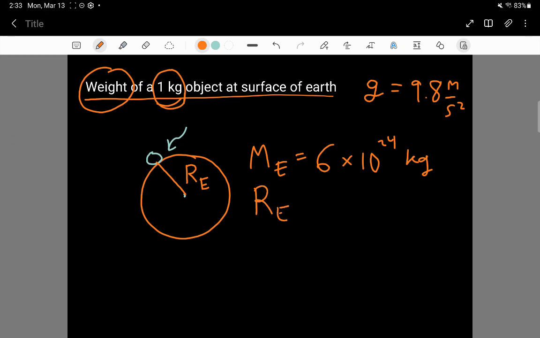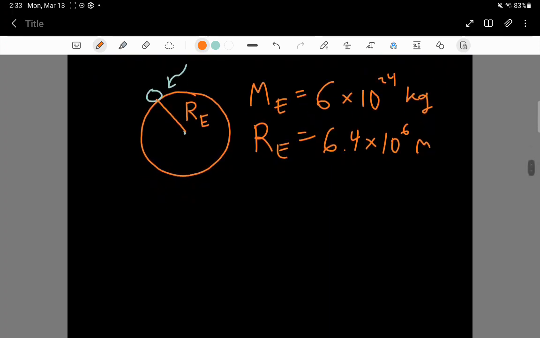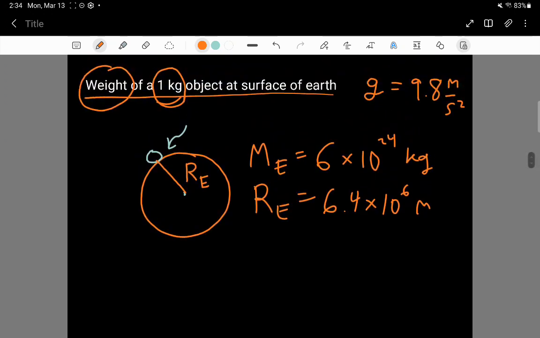So we need to know what's the radius of the Earth. The radius of the Earth is about 6.4 times 10 to the 6 meters. So when we calculate this force, it's called the weight force. It's the weight force acting on the 1 kilogram object by the Earth. So that's what we're calculating. What is the weight of a 1 kilogram object?